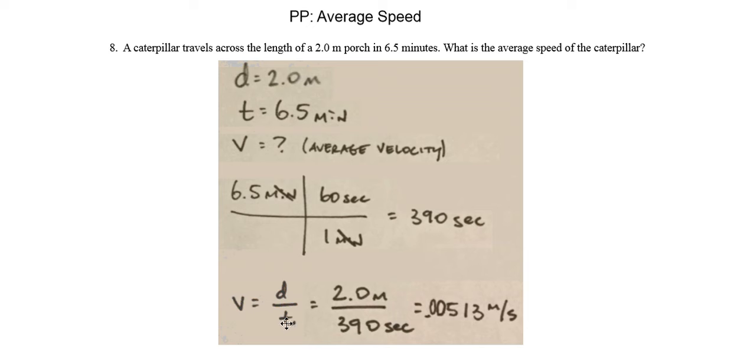Velocity is distance divided by time. That's average velocity or average speed. And so it's 2.0 meters divided by 390 seconds. And depending on how you round, it's 0.00513 meters per second.